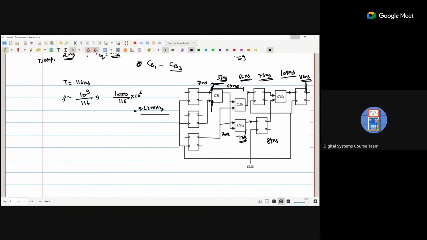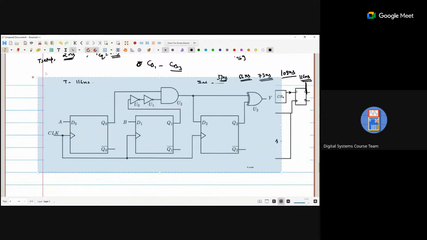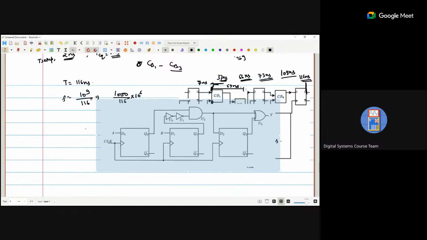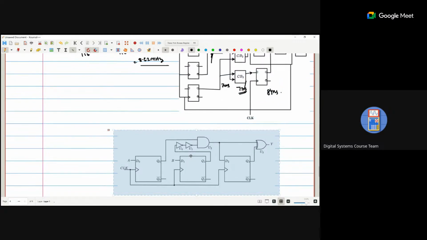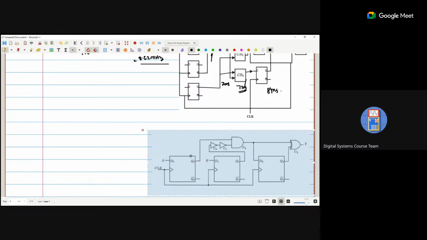Okay, so when your Q1 arrives, it arrives after 4 nanoseconds. So if this flip flop takes the 4 nanosecond delay, it is 4 nanoseconds, 4 nanoseconds, 4 nanoseconds, then 1, 1, 2, and 3 nanoseconds. So after 4 nanoseconds you are getting the output.